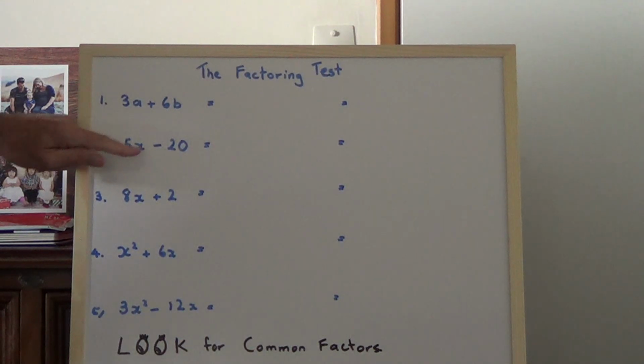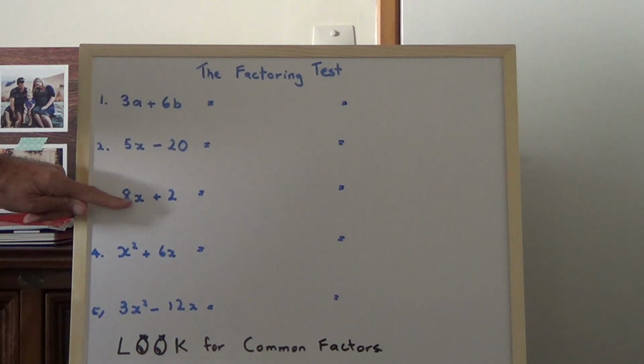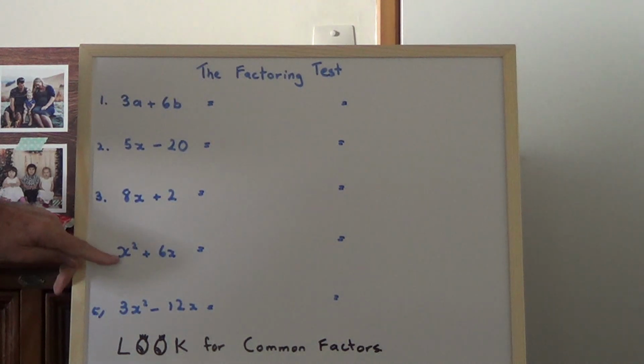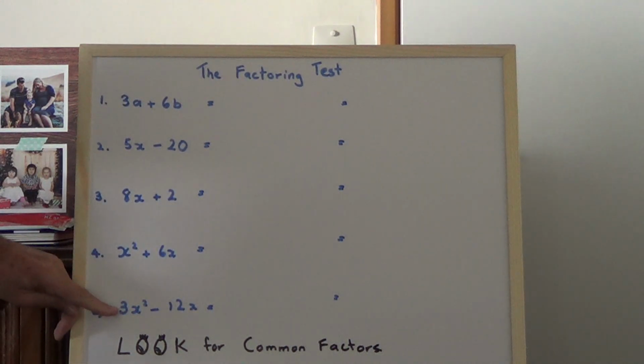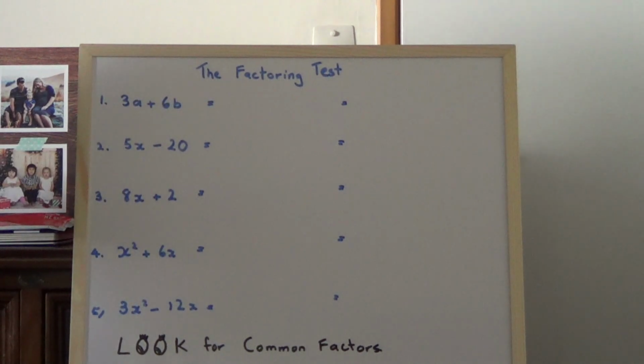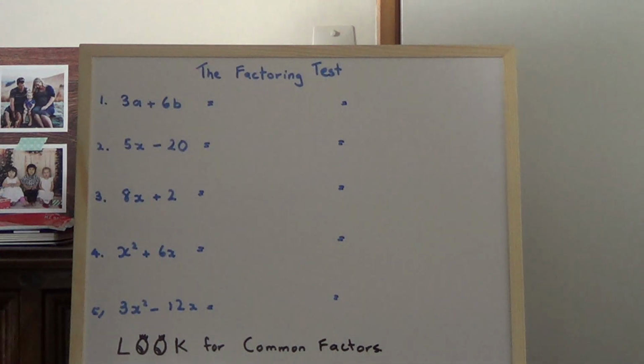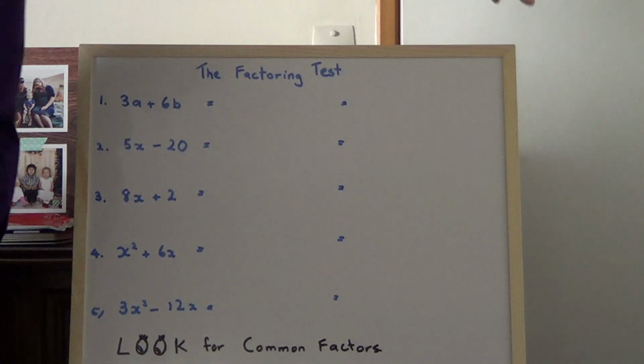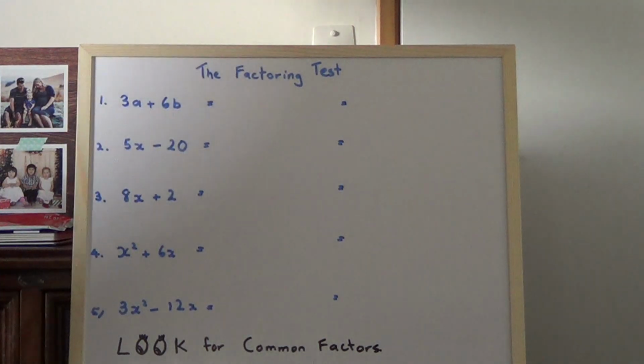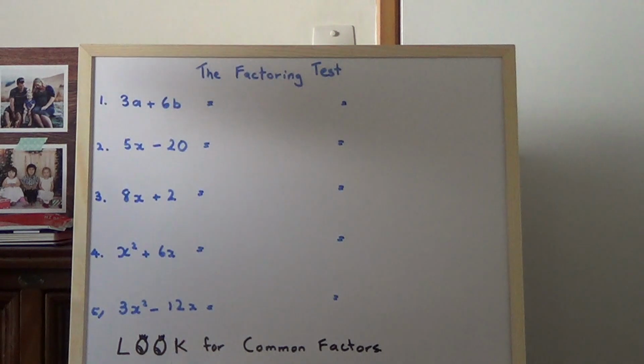Question 2, 5x minus 20, 8x plus 2, x squared plus 6x, 3x squared minus 12x. Right, now you need to pause the video. Once you've got the video paused, I'll give you, yep. Right. Alright, we're back again. Now I'm going to give you the answers.